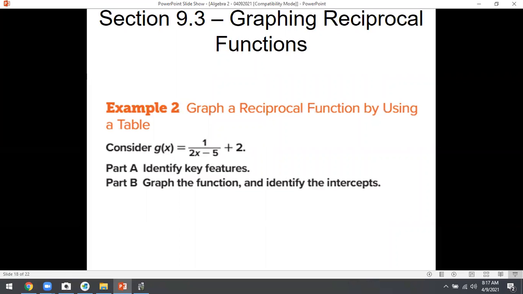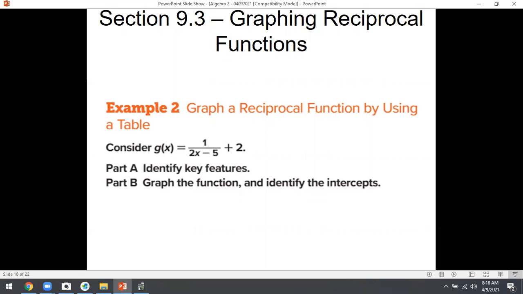All right, how about this thing? Let's do the whole thing. Consider this function. Identify key features, and so on. We're just going to do the same thing we always do. We're going to graph it. So this thing, we got ourselves a 1/2x minus 5. Ooh. And on the end, a +2.